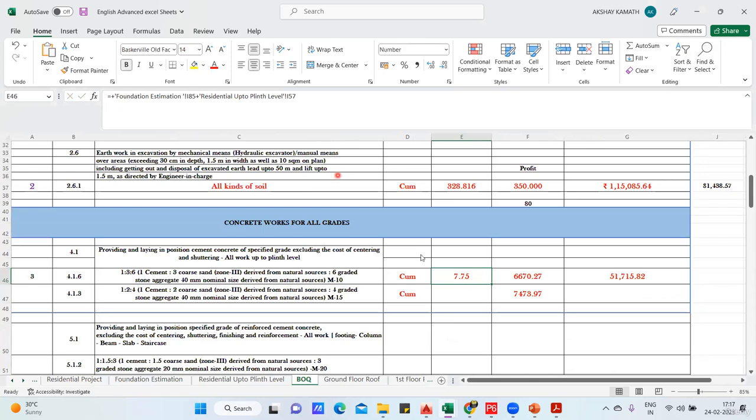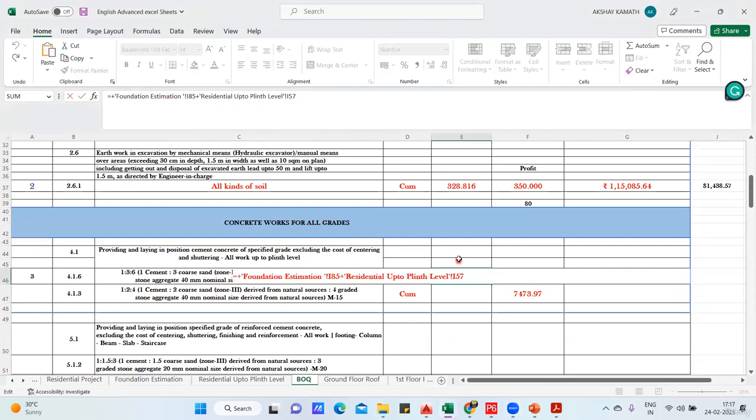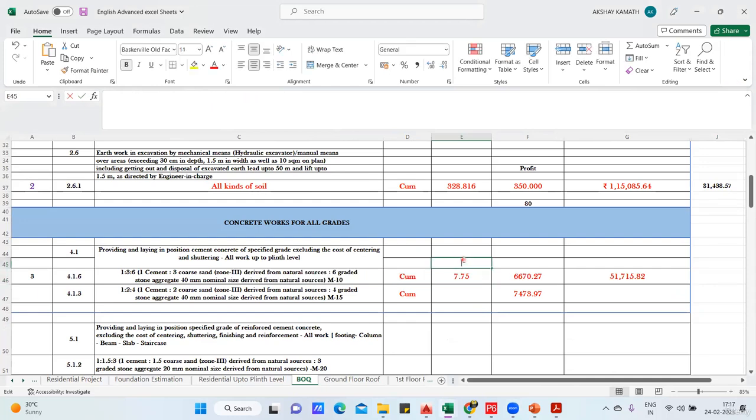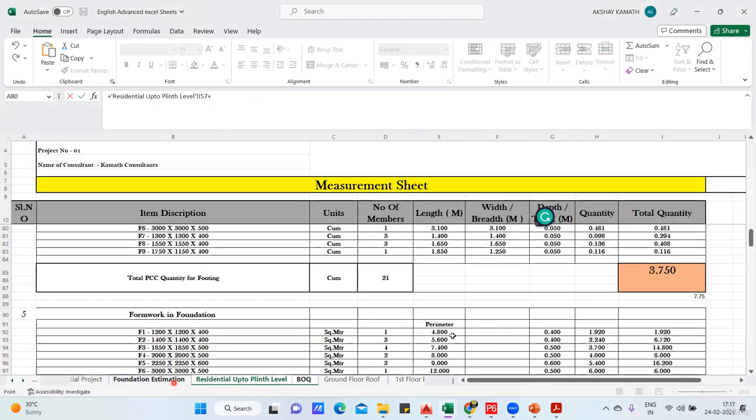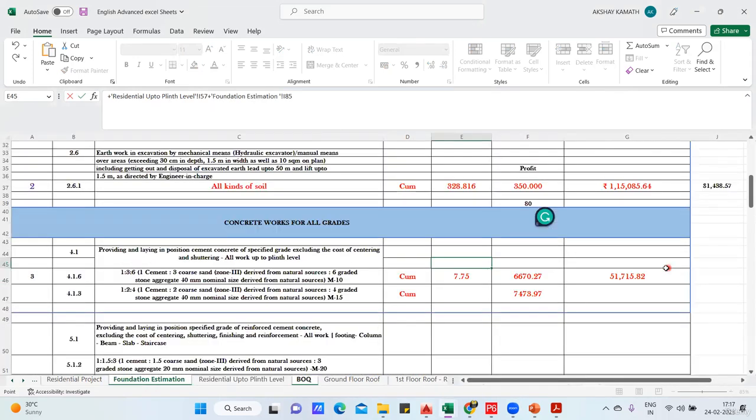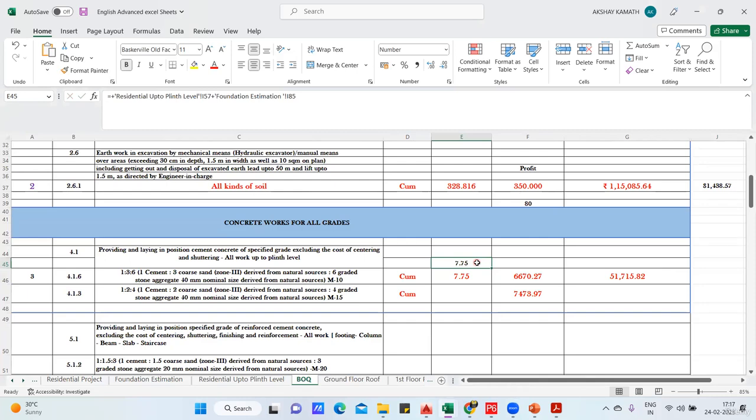What I've done, I've come here, clicked on plus and selected the foundation estimation and this one. That means I just interlinked the sheets. If you want, I'll do it here. Plus, come to this part. From here you select 4 and say plus, and from here you select PCC. Enter, finish. 7.75 will be reflected here. If you make any changes in the measurement sheet, by default in your BOQ it will get updated.